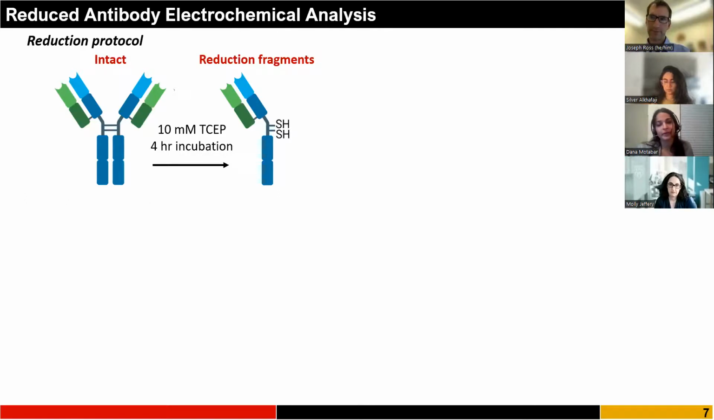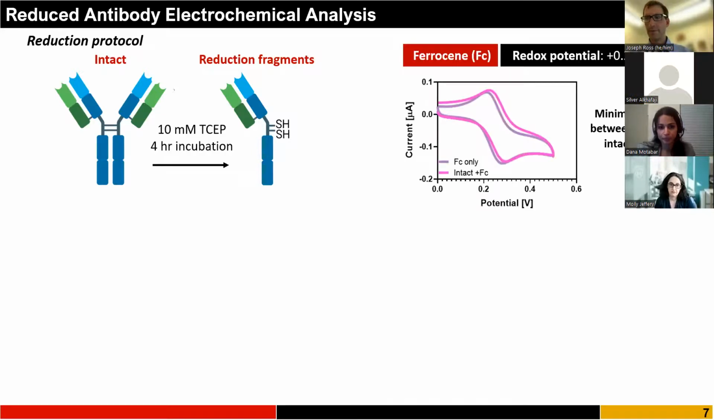Okay, so now that we've established that it can work with cysteine, we wanted to analyze the reduced antibody. Our reduction protocol here is just shown at the top. You take your intact antibody, add a reductant, incubate it, and then we were able to produce reduction fragments that are what we would see in a bioprocessing setting.